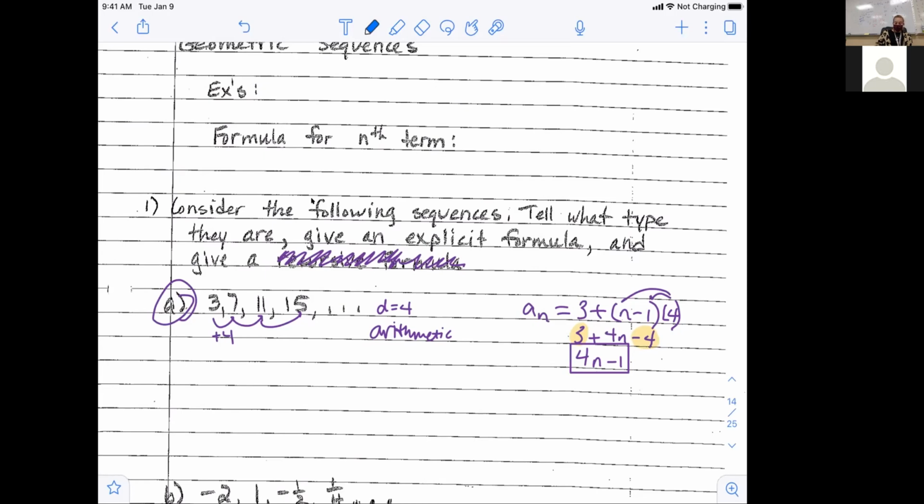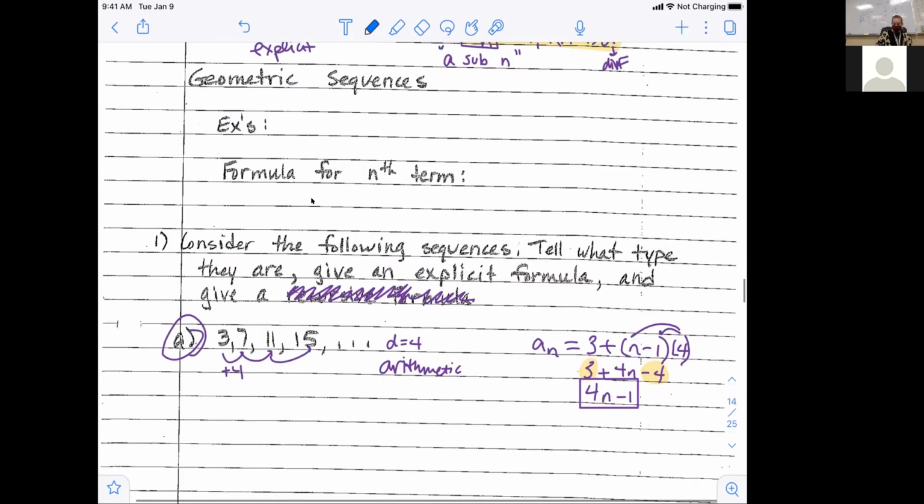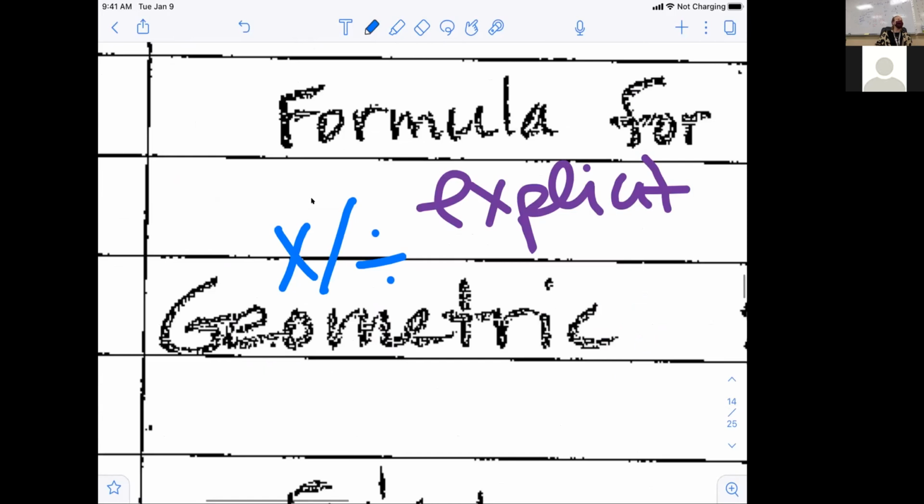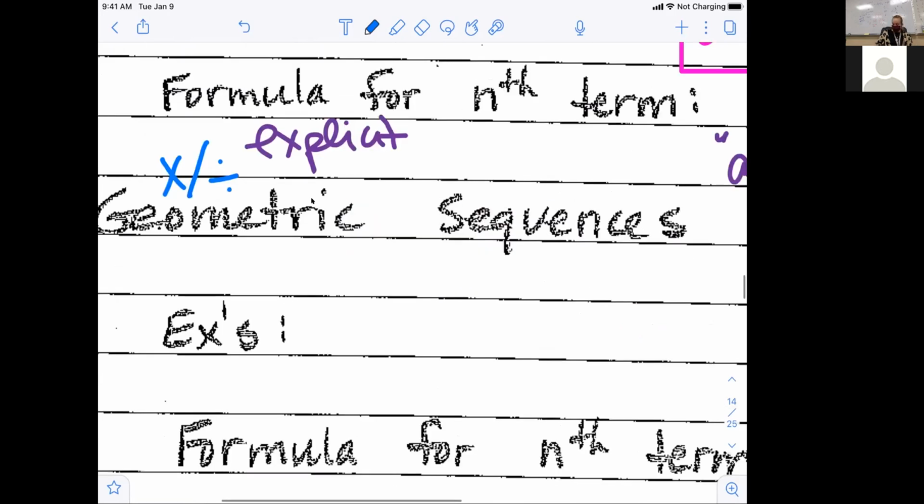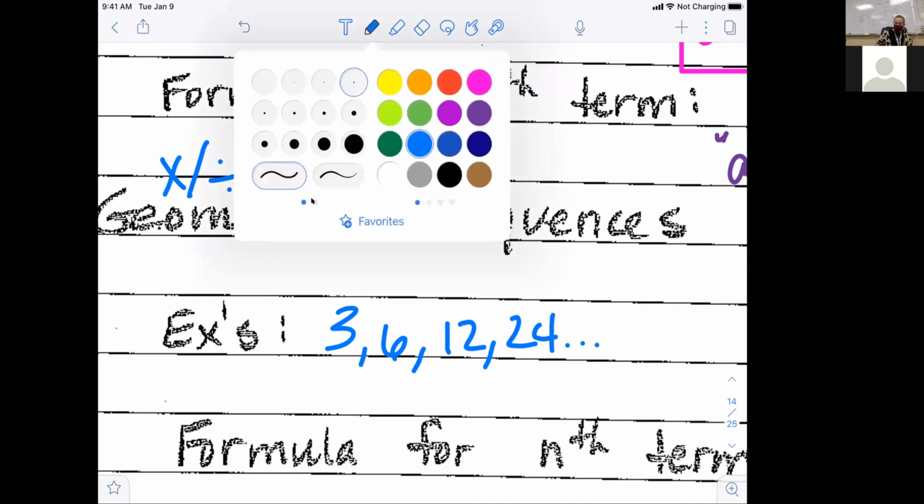The next one is geometric, which is a little bit different, and that is multiplying or dividing to get to each one. So an example of this would be like 3, 6, 12, 24, and on. Okay, what am I doing to get from 3 to 6?